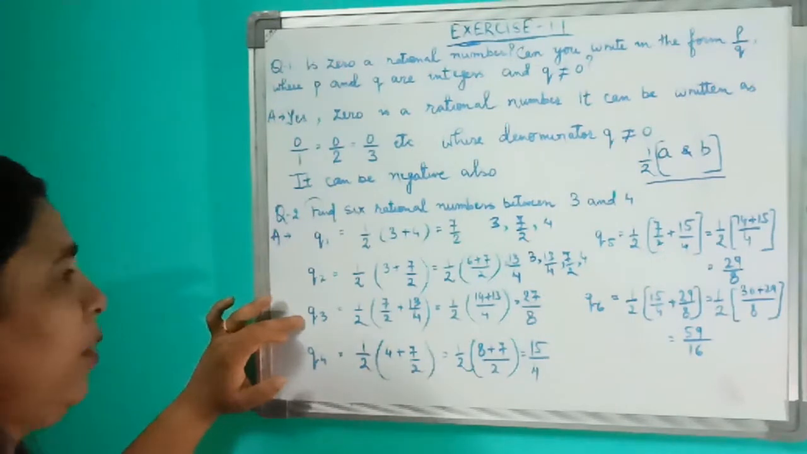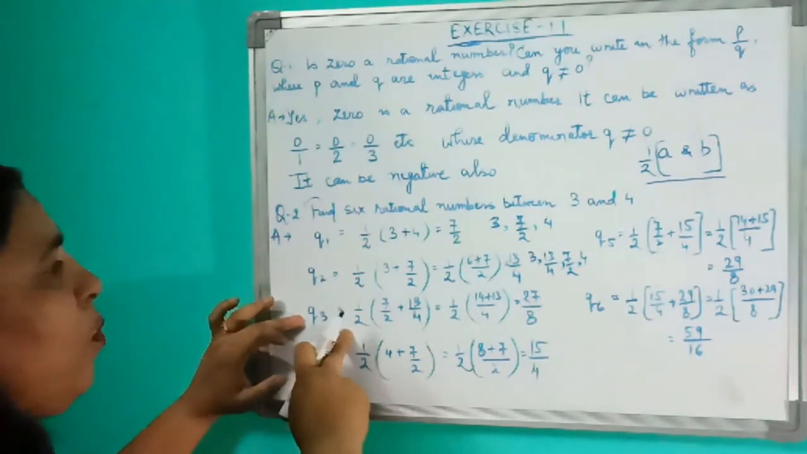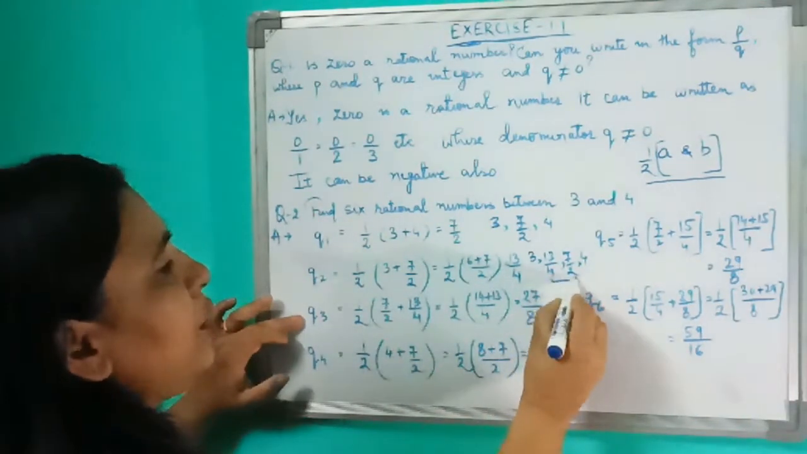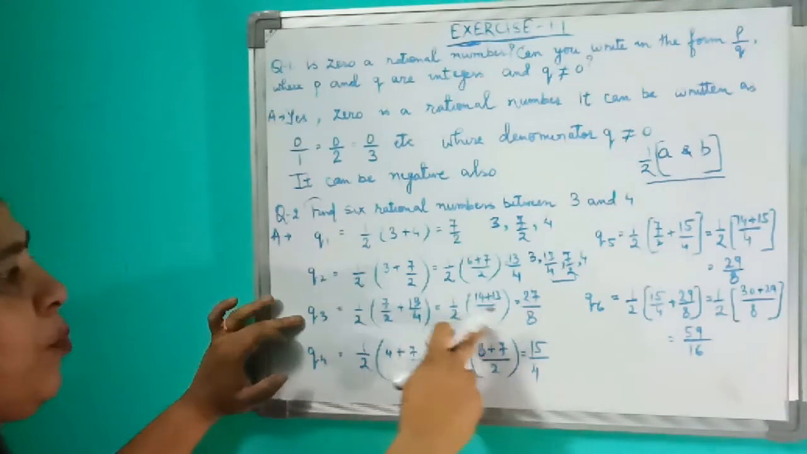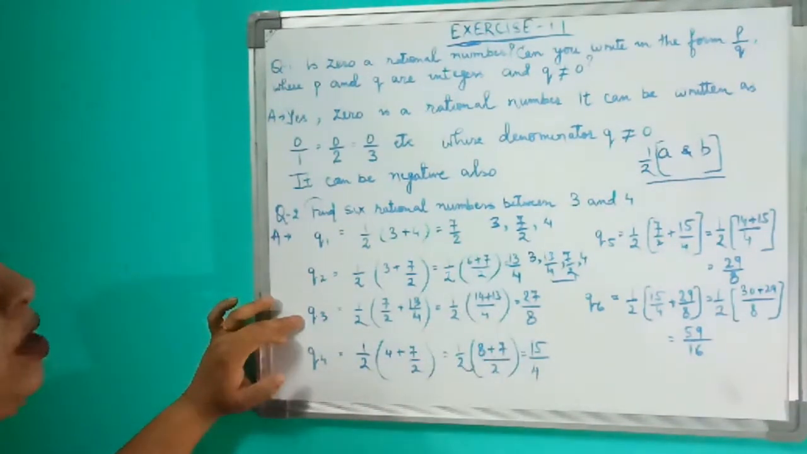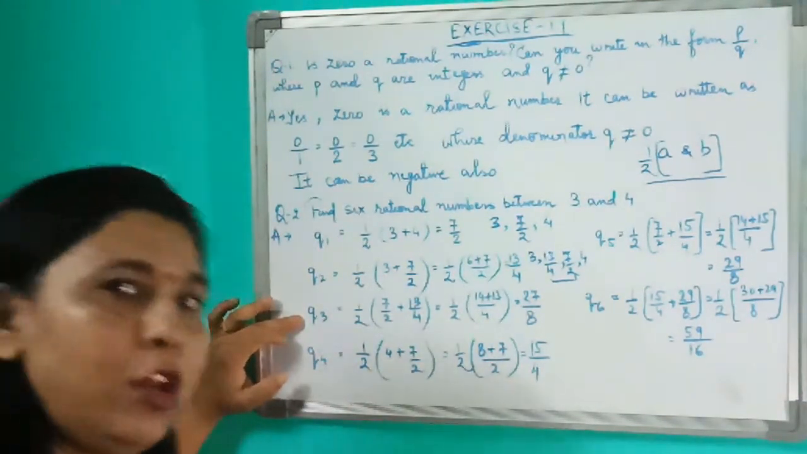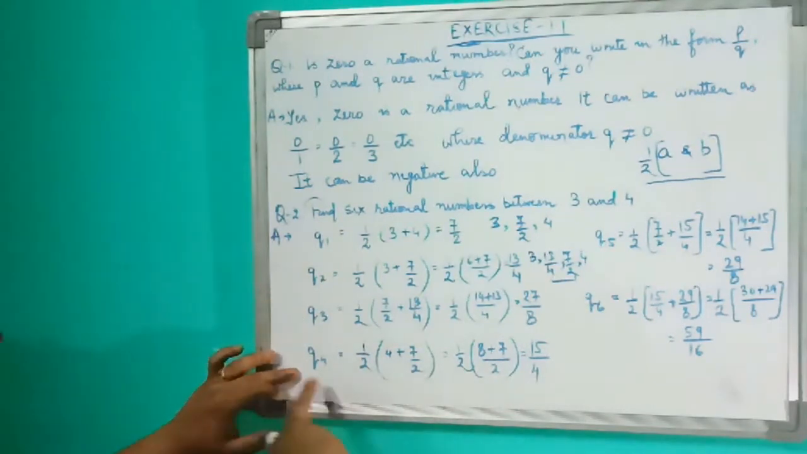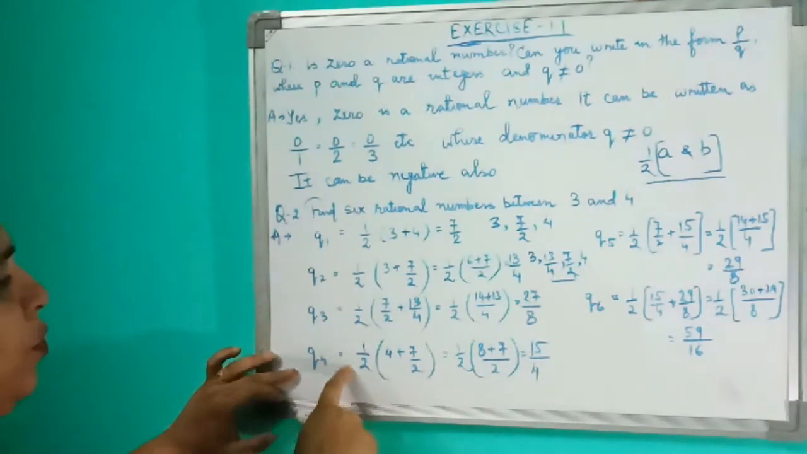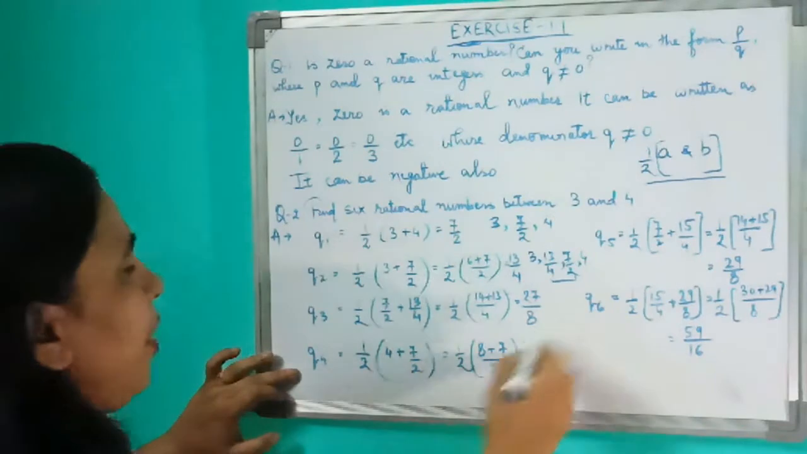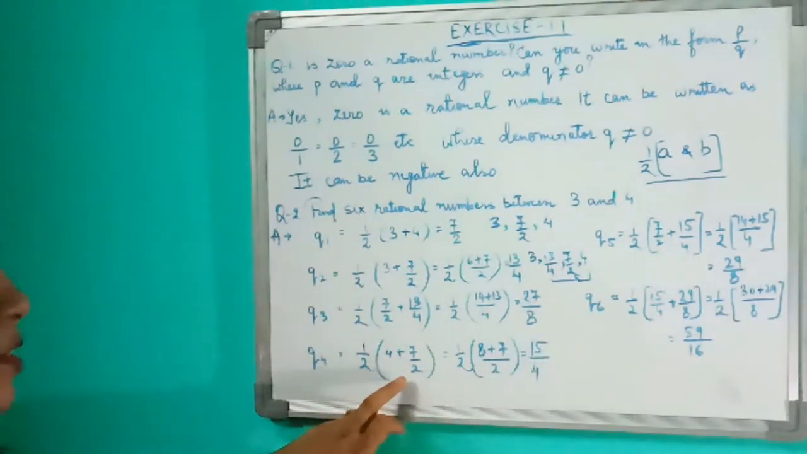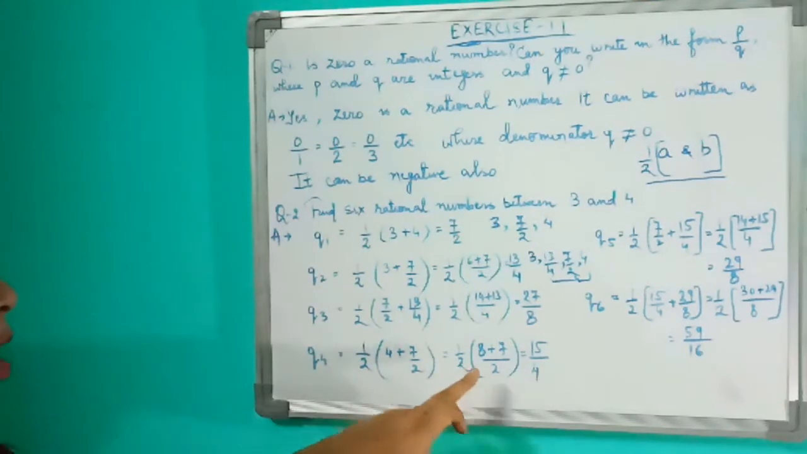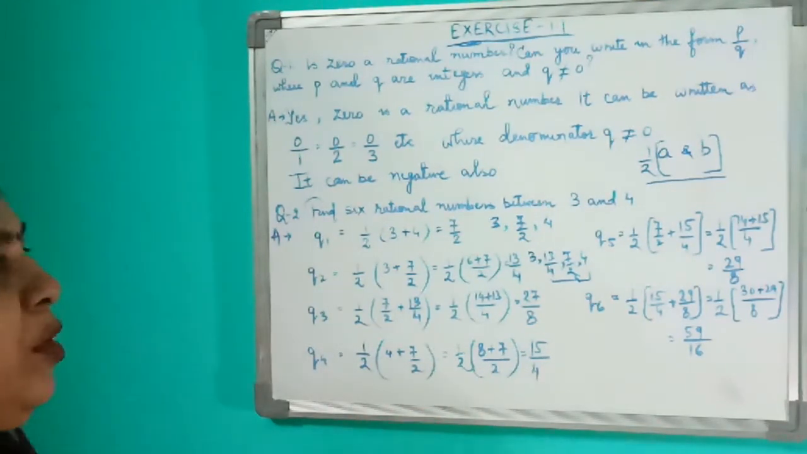Now q3 is equal to half. Now we are going to find out the rational number between these two numbers. So half (7 upon 2 + 13 upon 4) which will be equal to 1 upon 2 (14 + 13 upon 4) which is equal to 27 upon 8. Now the fourth rational number q4 is equal to half. Now we are going to find out the rational number between these two numbers, that is 4 and 7 upon 2, equal to half (8 + 7 upon 2) which is equal to 15 upon 4.